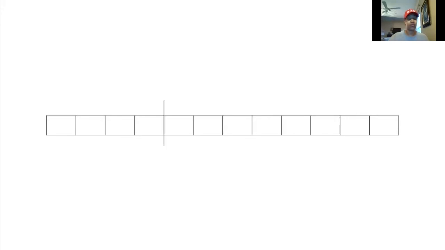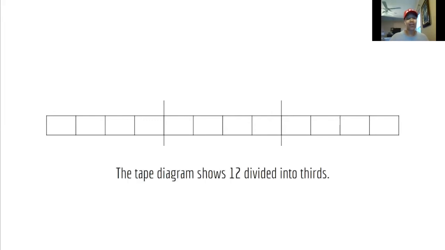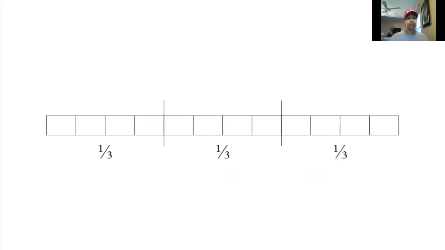So 1, 2, 3, 4 parts. Okay. 1, 2, 3, 4 parts. Okay. And then in the last section, there are 4 parts as well. Our tape diagram now has been divided into thirds. Now let's label it, each third.